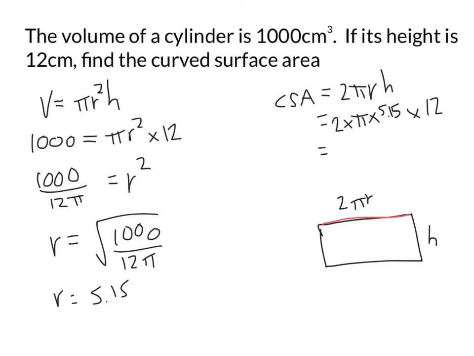However, when you're doing that calculation, the best thing to do would be 2 times pi times the number that's stored in your calculator, this number here, times by 12. Don't use the rounded 5.15. So I've got that number already. I'm timesing it by 12, I'm timesing it by pi, and I'm timesing it by 2. And I end up with 388.3 centimeters squared. It's an area, and that's to 1 decimal place.